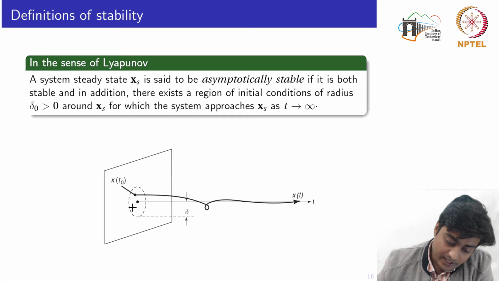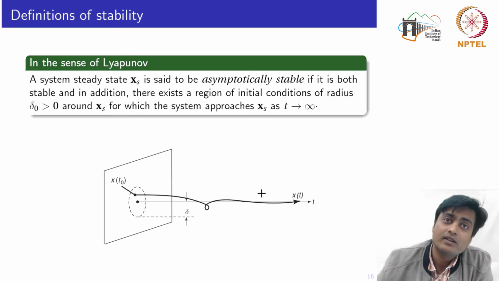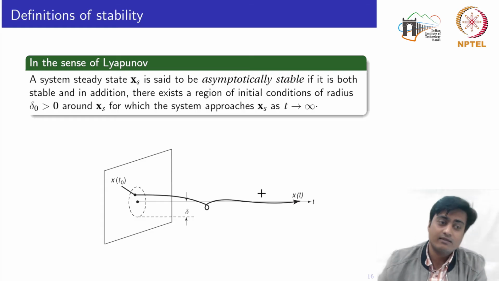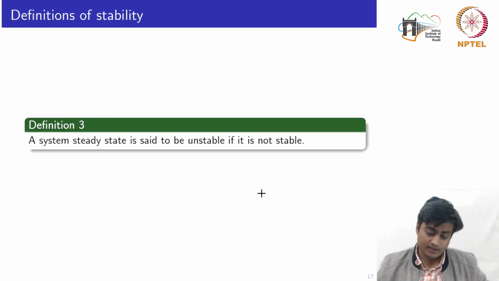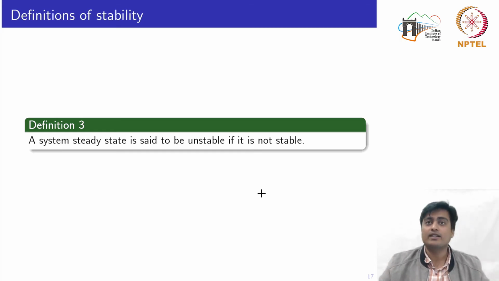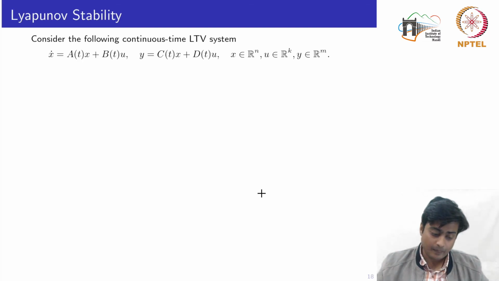Like in the case of the simple pendulum, one of the steady states was 0. So basically we are finding the region of initial conditions of radius delta naught, such that if I initialize my system with an initial condition lying in that circle, it will always reach the steady state value. The last definition: the system steady state is said to be unstable, of course, when it is not stable.